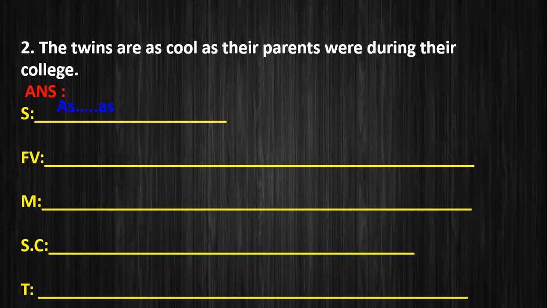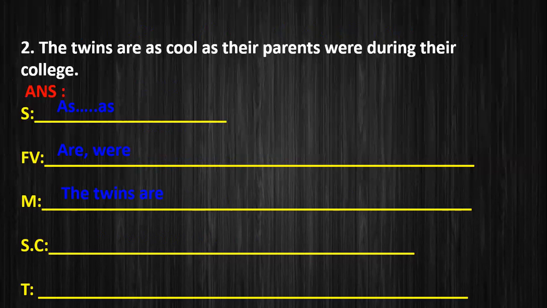Well, let's get started. The finite verbs are and were. Exactly. It comes after the subject. The twins are. The parents were. Let's go with the next one. We know how to separate the main clause from the subordinate. A main clause never starts with a conjunction. So here we are, the twins are. Can we include as cool as? No, it is a conjunction. Hence, the twins are is your main clause.